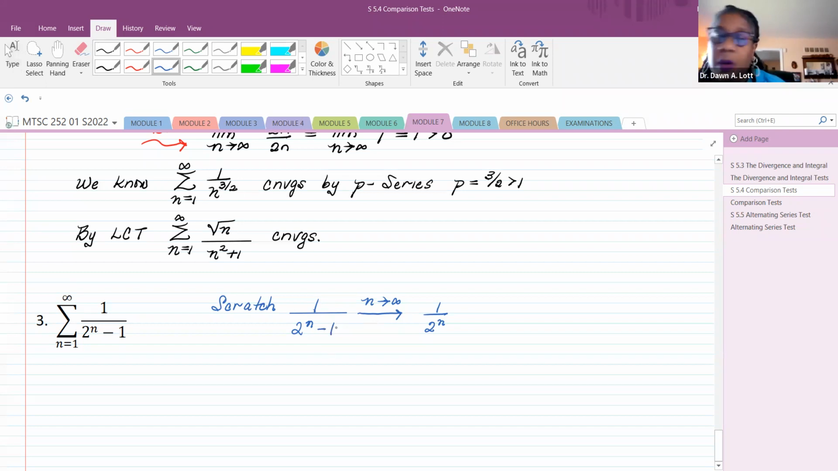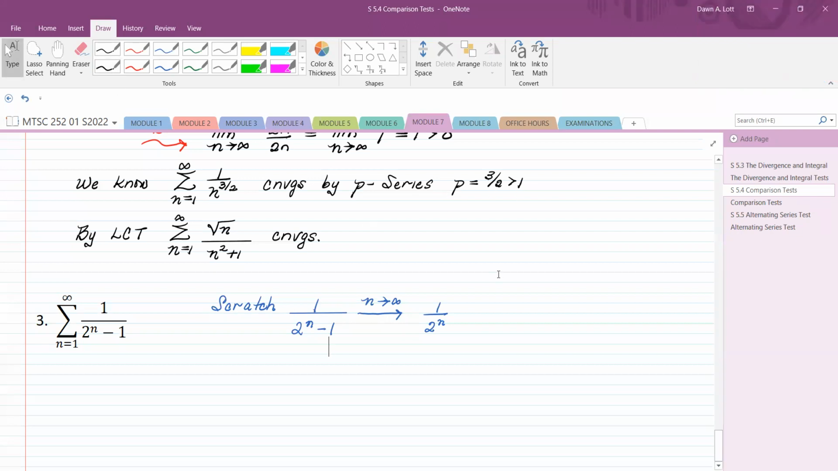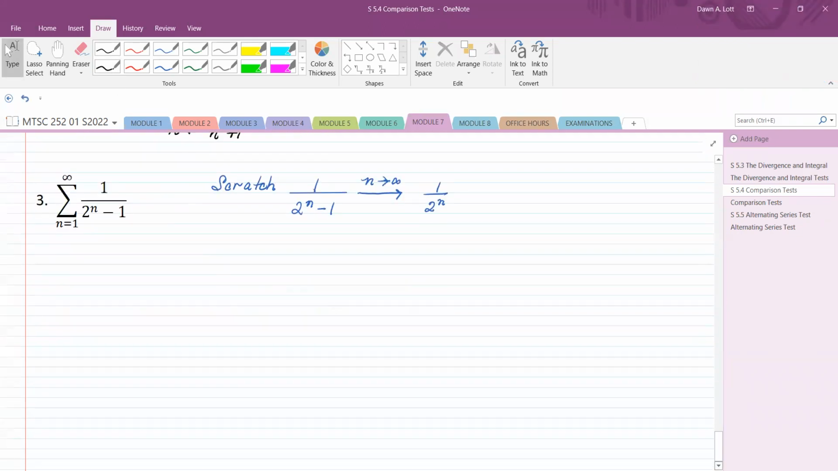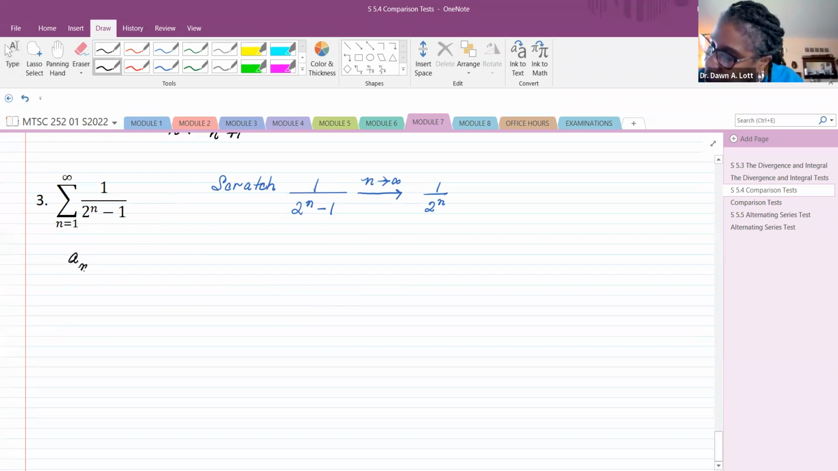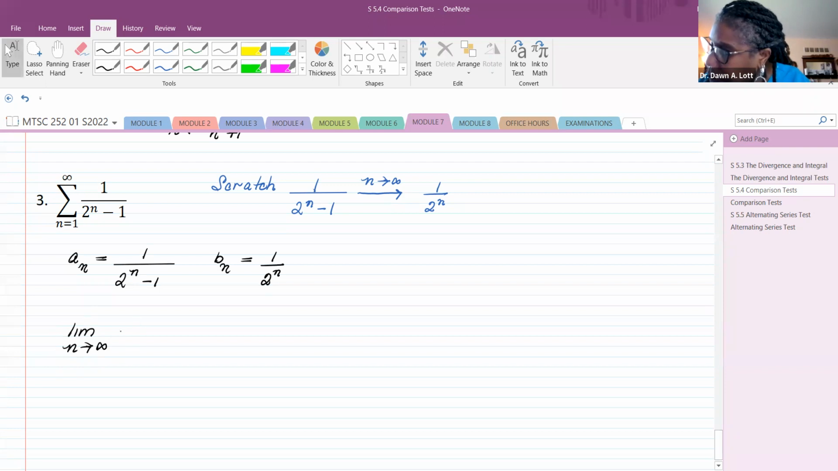Then as n gets really large, 2 to the n gets very large, and it just looks like 1/2 to the n. So we are going to have an is 1/2 to the n -1, and bn, we said by just our thought process, is that. So therefore, we're going to look at the limit as n approaches infinity of an over bn.